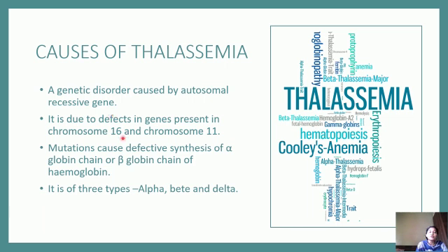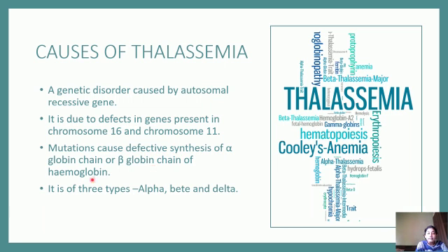Now, what is the chromosome number in which the defect occurs? The defect in the gene occurs in chromosome number 16 and chromosome number 11. Why has this defect occurred? Because there have been mutations in the genes present in chromosome 16 and chromosome 11. And what has that mutation caused? That mutation has caused defective synthesis of the alpha globin chain or beta globin chain of hemoglobin.